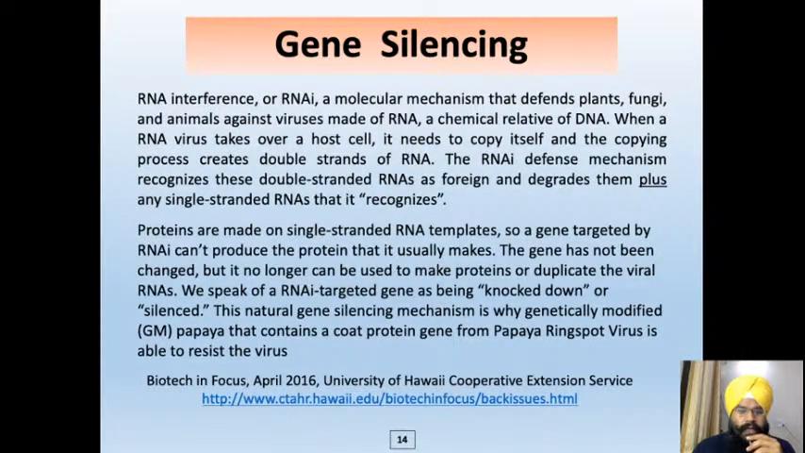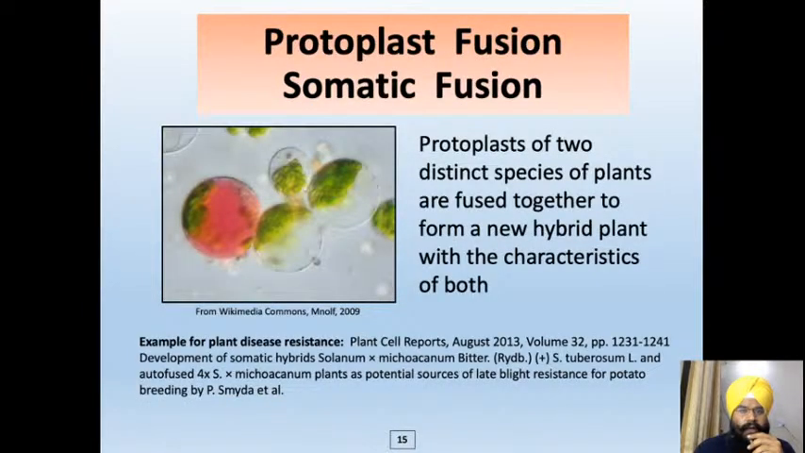Then comes the gene silencing technology, that is siRNA, RNA targeted, where you knock down one gene and then you see the specific gene that you're not requiring, and you can find the results out of it. There's a protoplast fusion mechanism in which protoplasts of distinct species are fused together to produce a new plant having characteristics of both plants.